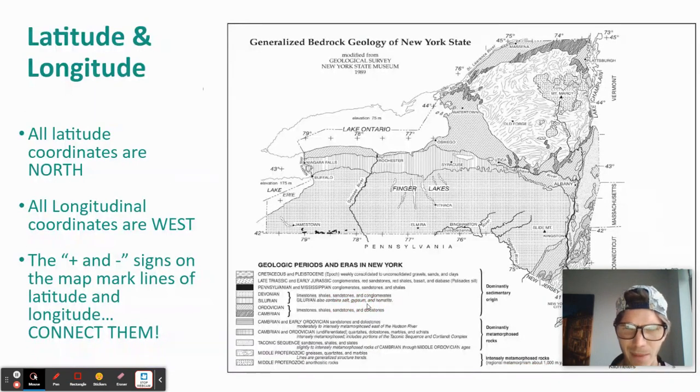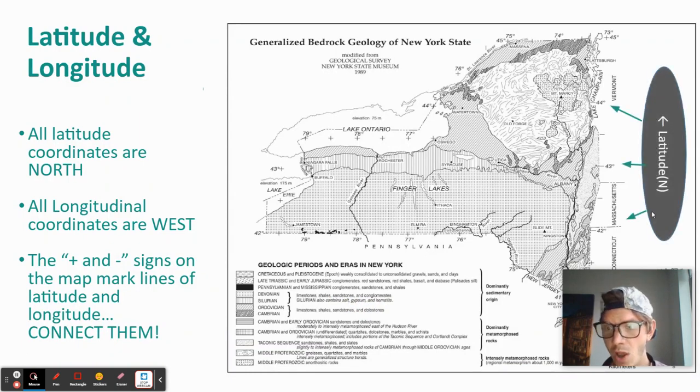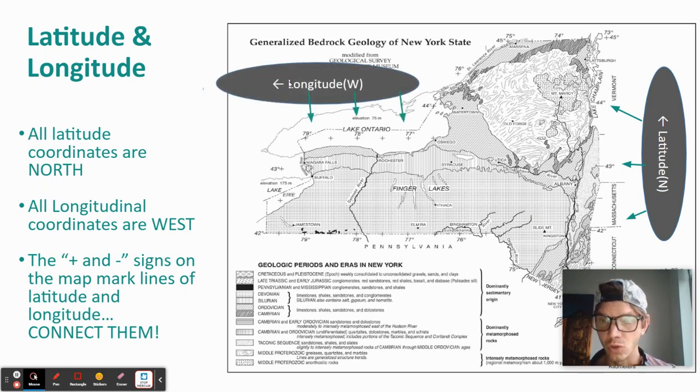So let's look at this map in a little bit more detail. So first off, latitude and longitude. All of the coordinates for latitude are north because all areas in New York State and also the United States are all north of the equator. Just like all of the longitude coordinates are west because the entire state and country is west of the prime meridian.